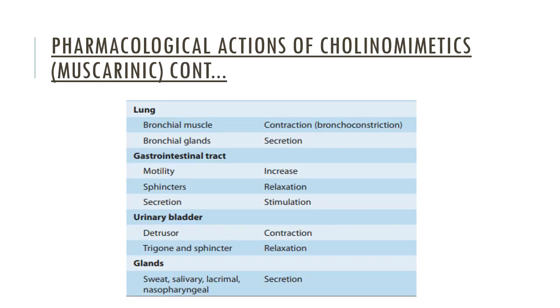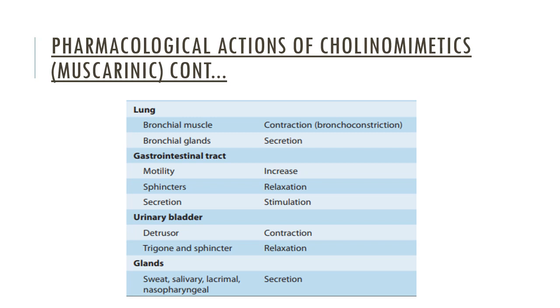Next one. In the lung, not only the muscle, you have also to consider the bronchial secretion, bronchial glands. So cholinergic drugs, like organophosphorus compounds that are sprayed in a field: if a person who is asthmatic already passes through a field which is being sprayed by an organophosphorus compound, asthma may be precipitated. In the bronchial muscle, there will be contraction, bronchoconstriction. Secretions overall increase with the cholinergic drugs. If the secretion increases more, there may be breathing problems.